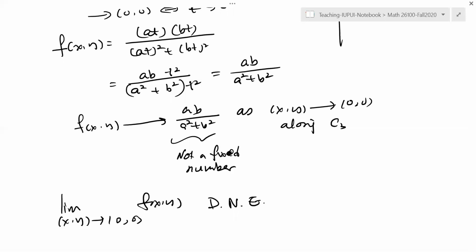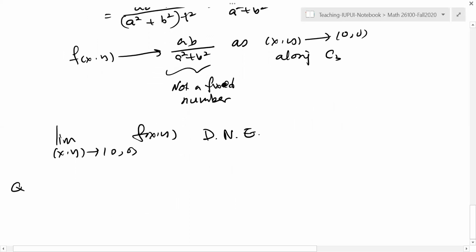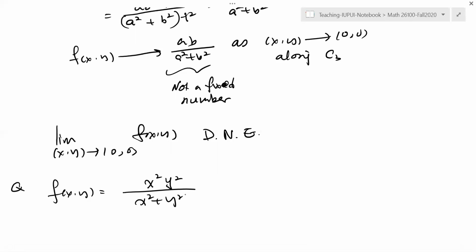Now, I have another one. The next one is the limit exists. Here's the f(x). I get x squared, and I can put the y squared here. It doesn't matter. So, x squared y squared over x squared plus y squared. And why does this one have a limit as the point approaches the origin?